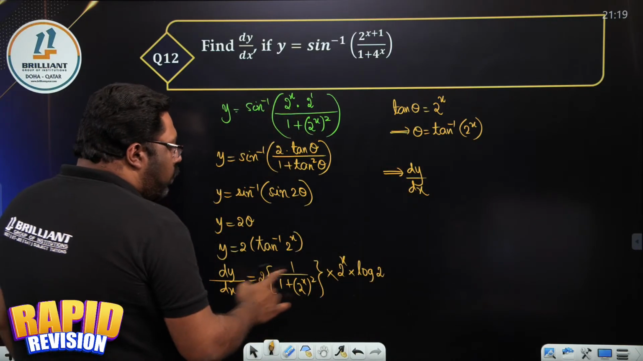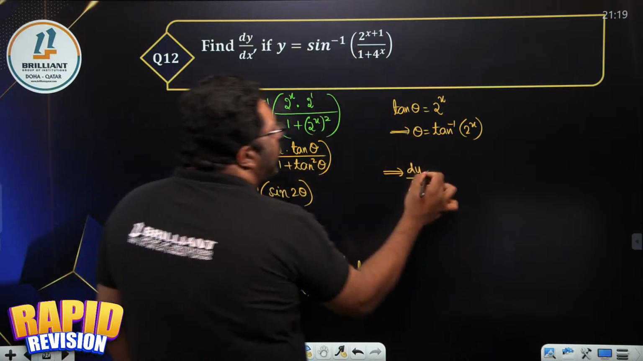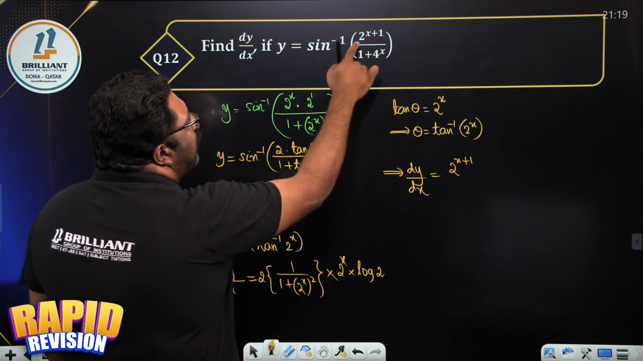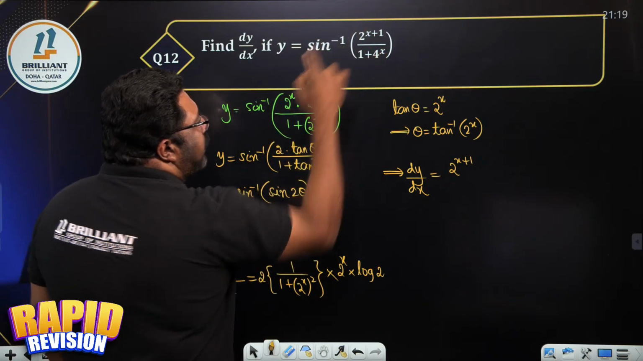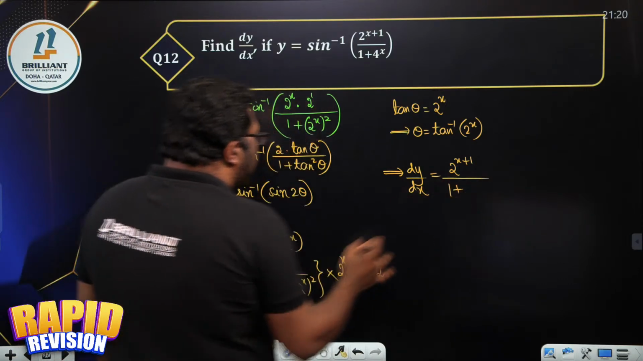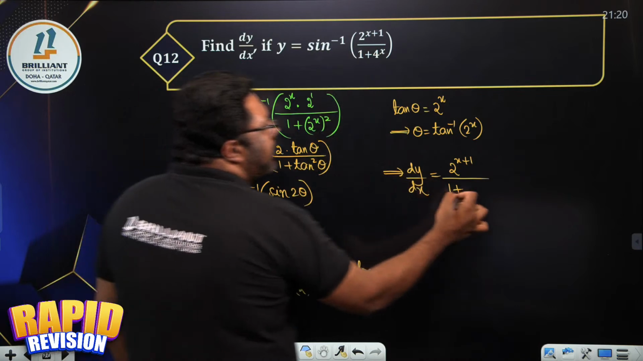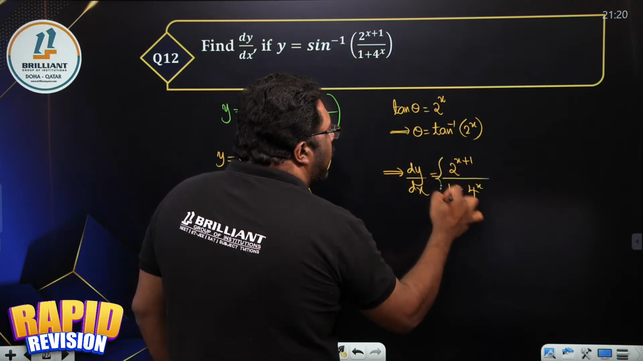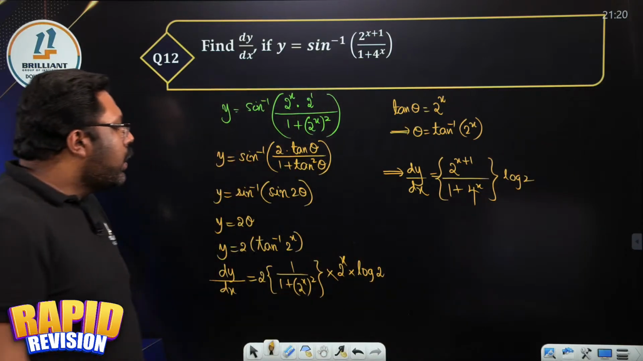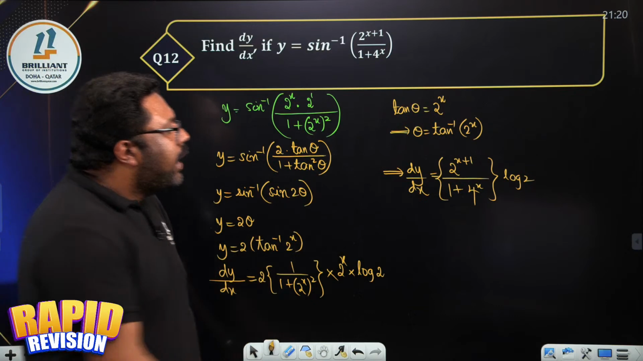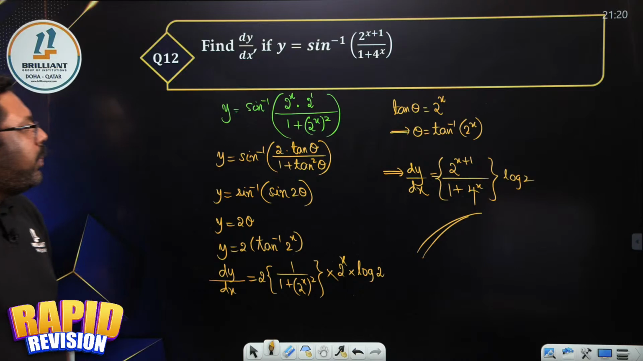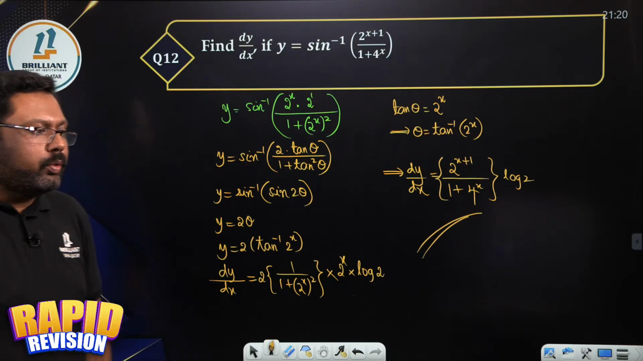Do you see that this is 2 raised to x, and that is 2 raised to x plus 1. 2 and 2 raised to x is 2 raised to x plus 1, divided by 1 plus (2 raised to x) squared, which is 4 raised to x. So I got it back like the question, and log 2. Finished. So this is your answer, dy by dx: 2 raised to x plus 1 by 1 plus 4 raised to x, times log 2.